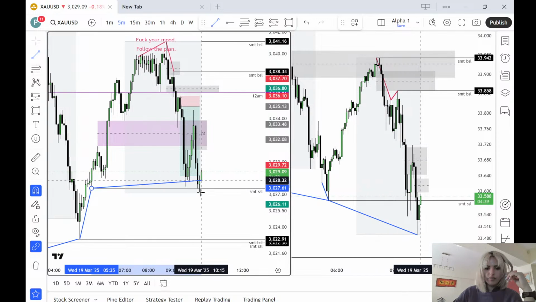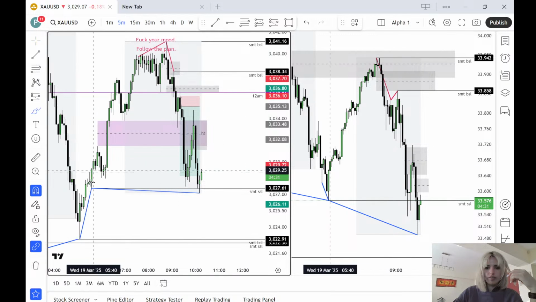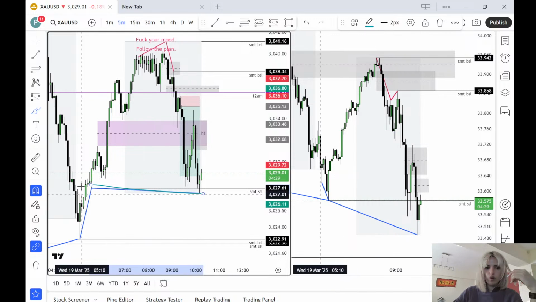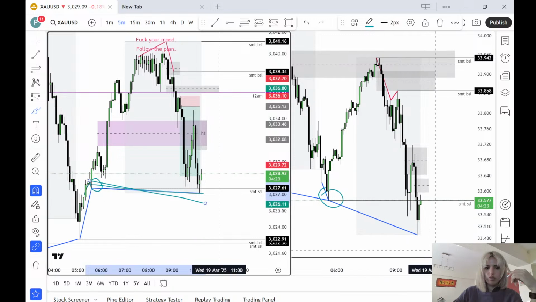Oh, actually, this is not an SMT anymore, because this low is the one that coincides with this low on silver, and both pairs have gone under it.